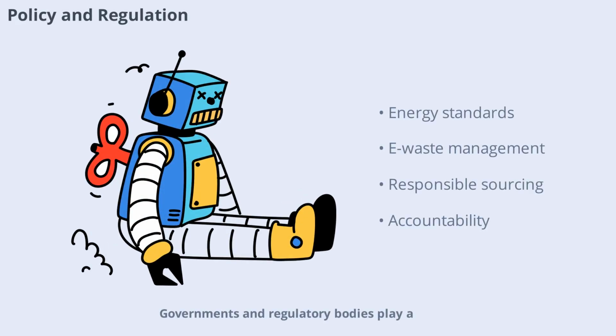Governments and regulatory bodies play a crucial role in shaping sustainable digitalization. Policies can set standards for energy efficiency, e-waste management, and responsible sourcing. Regulations encourage companies to adopt greener practices and hold them accountable for their environmental impact. Effective policy frameworks create a level playing field and drive innovation and sustainability. Next, we'll look at industry standards and certification.